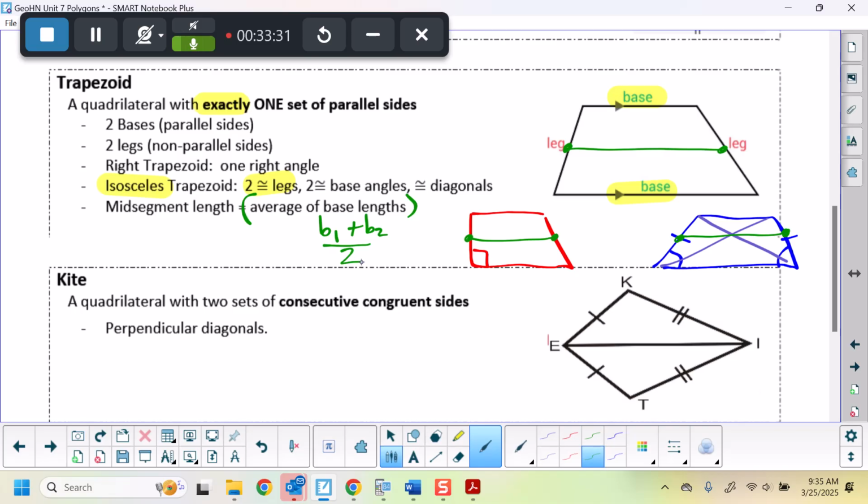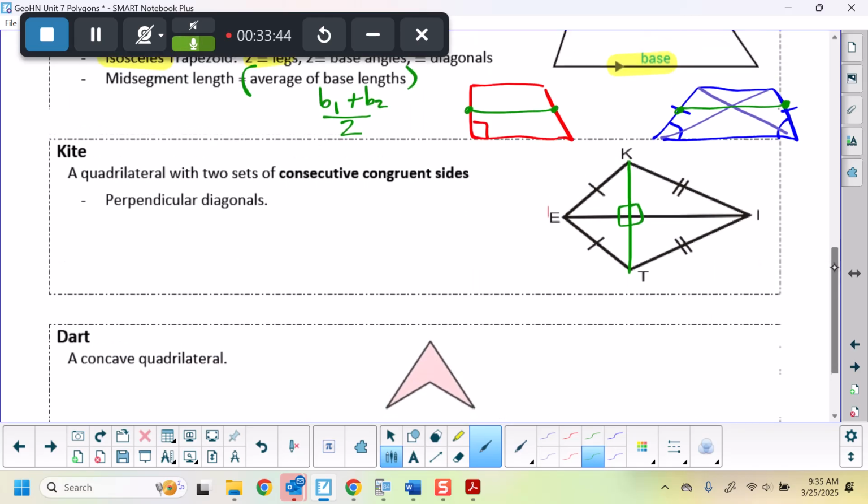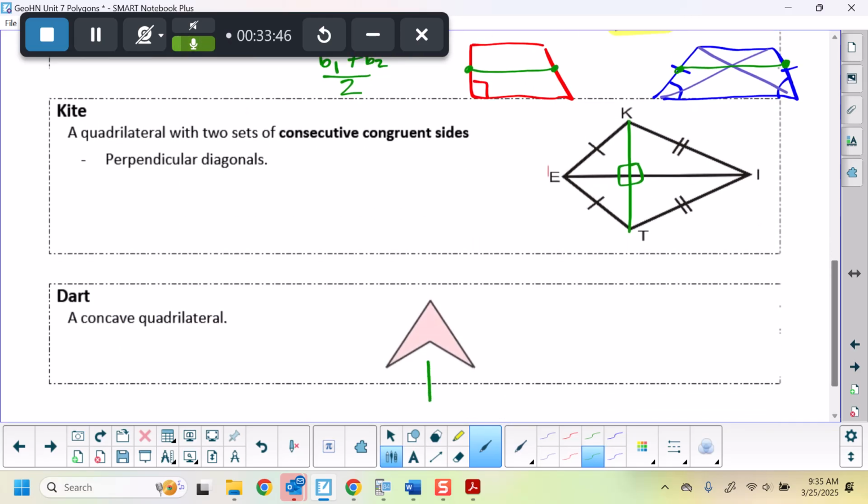A kite is going to be a quadrilateral with two sets of consecutive congruent sides, and our diagonals in a kite will always be perpendicular. And a dart is what we call a concave quadrilateral. Think of it as something that's been punched or dented in. That's that concave, we call it a dart.